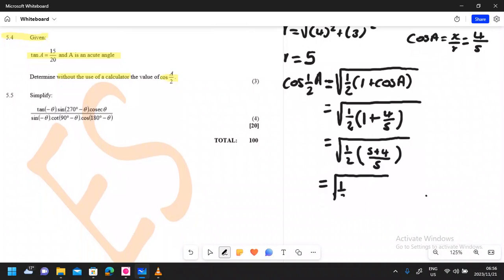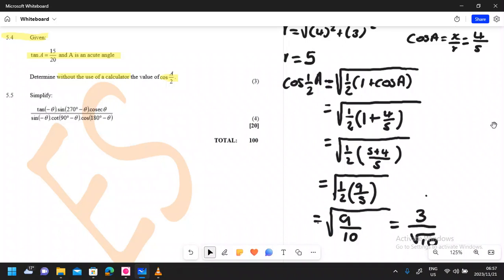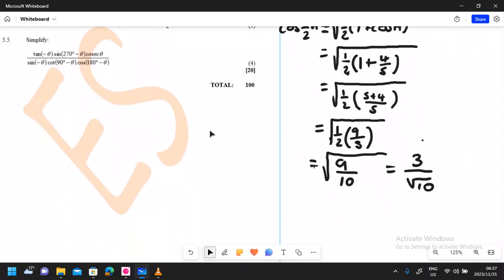We have half, and then here it's 5 plus 4, which is 9, divided by 5. If you continue the root, 1 multiplied by 9 gives you 9, and 2 multiplied by 5 gives you 10. So your final answer here is going to be 3, because the square root of 9 is 3, divided by root 10. Guys, this is your final answer for this question.